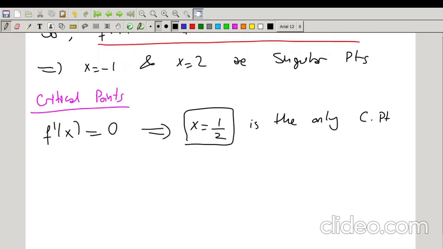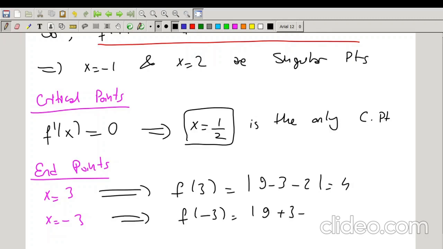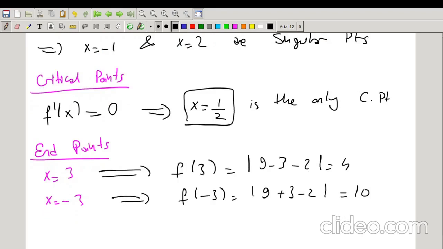Okay, and moreover, what do we check? We have to check endpoints, because we have a closed interval. What are those x points? x is 3 and x is minus 3, and check the values of f at those points. f of 3 is equal to 9 minus 3 minus 2, which is 4, and f of minus 3 is equal to 9 plus 3 minus 2, which is 10. Okay, now compare the values.